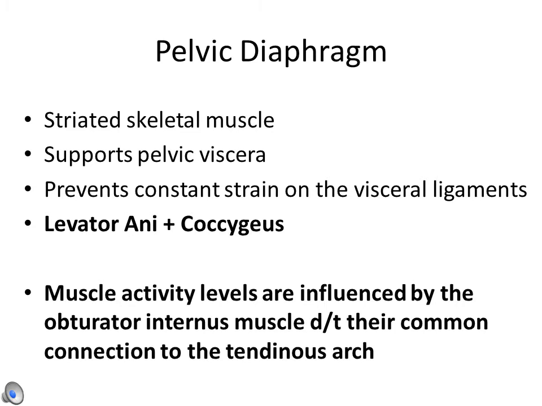The levator ani muscle shares a common connection with the obturator internus to the tendinous arch of the pelvic floor. Therefore, the muscle activity of the levator ani is influenced by the activity of the obturator internus muscle. The obturator internus muscle is a muscle of the hip joint.